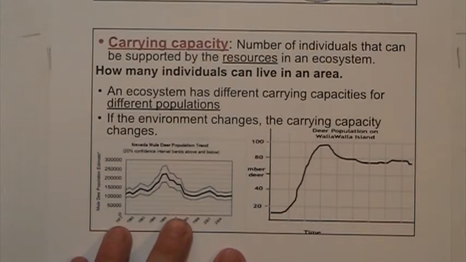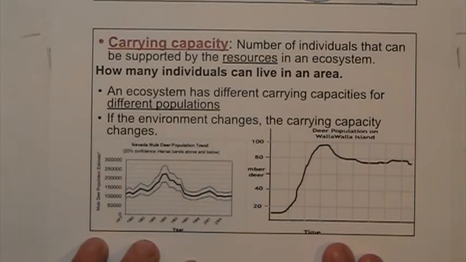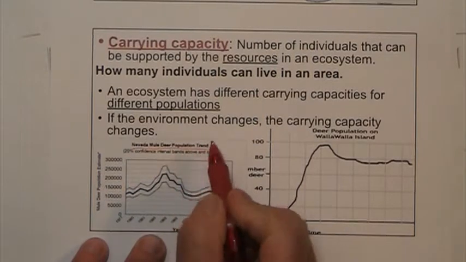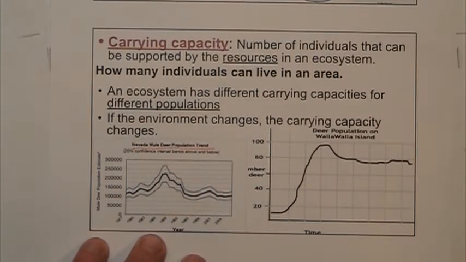I have real data here. I have some real graph. So you can see that this is not something fixed and that you can predict all the time. So here, for example, is the Nevada mule deer population. The mule deer is slightly different than the deer that we have here that is called the white-tailed deer.